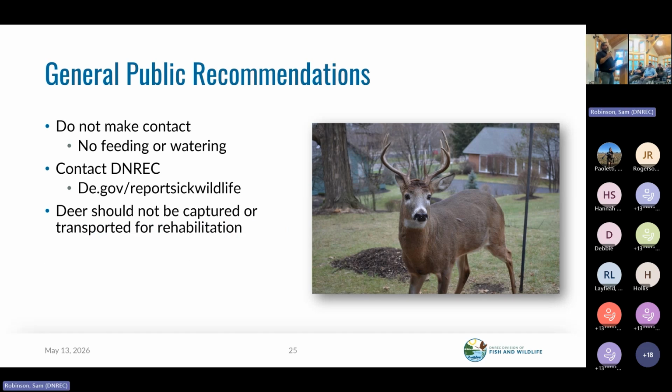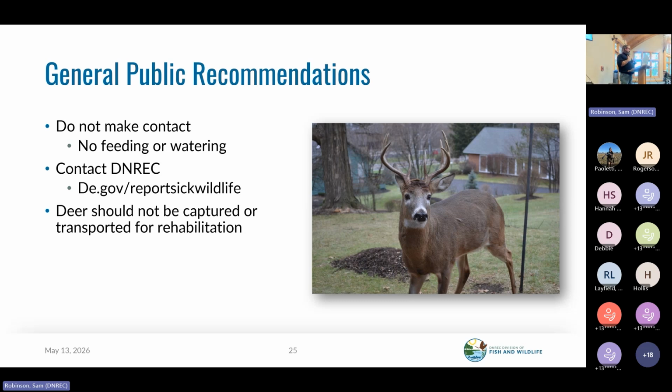All right, so for the general public, our non-hunters that love viewing our beautiful wildlife, we ask that you don't make contact with deer. That's just kind of typical. Let wildlife be wildlife. We ask that you don't feed or water deer. If you see a sick animal, maybe if you suspect possibly CWD or whatever sickness, you could report it to our online sick wildlife reporting method, which is de.gov/report sick wildlife. That's the best way for that to come to us.